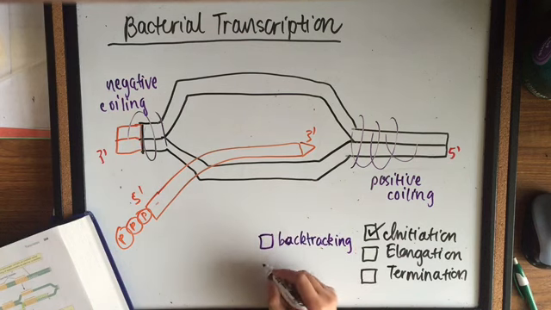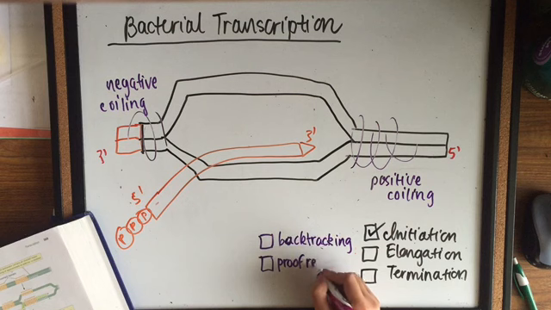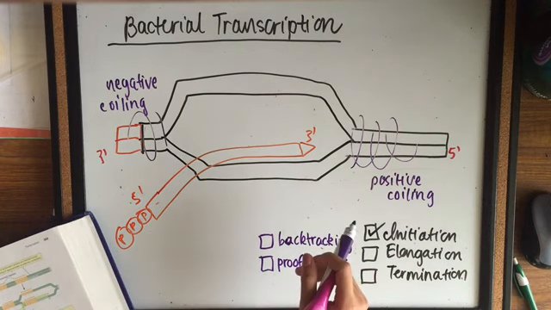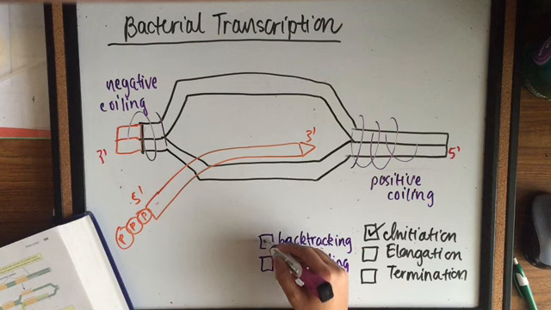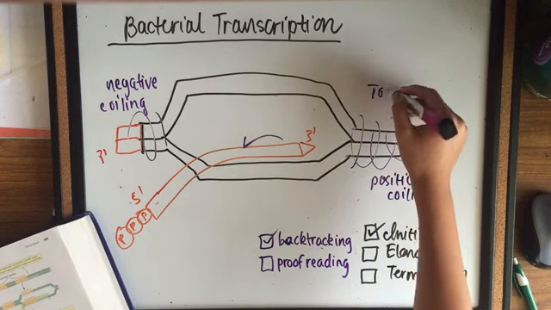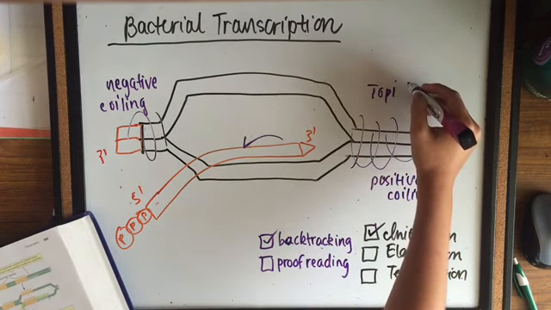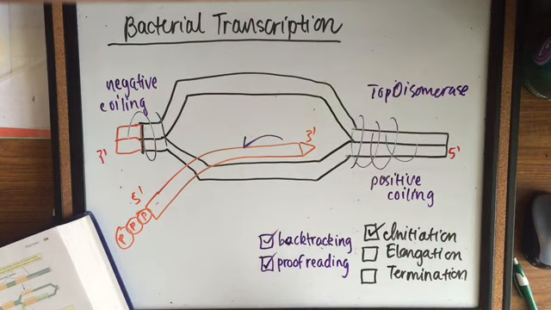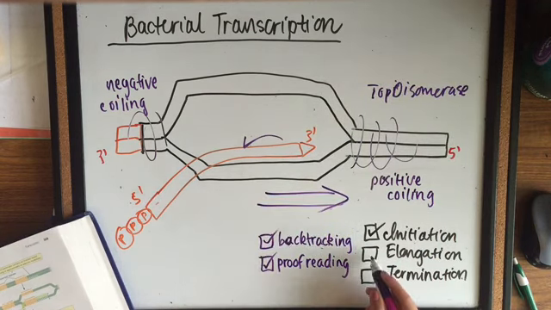There's actually a lot of backtracking and pauses that happen, especially if there's a lot of secondary structures, but ribosomes come in and try to lessen the amount of backtracking that occurs. The enzyme called topoisomerase helps in the process of coiling and supercoiling. So that's basically it for elongation.